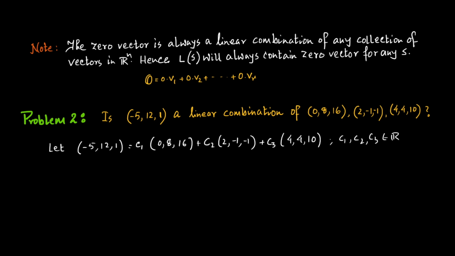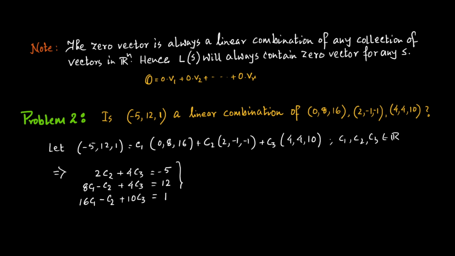Now, this leads to a system of linear simultaneous equations given by 2c2 plus 4c3 is equal to minus 5. Then 8c1 minus c2 plus 4c3 is equal to 12. And the third equation will be 16c1 minus c2 plus 10c3 is equal to 1.